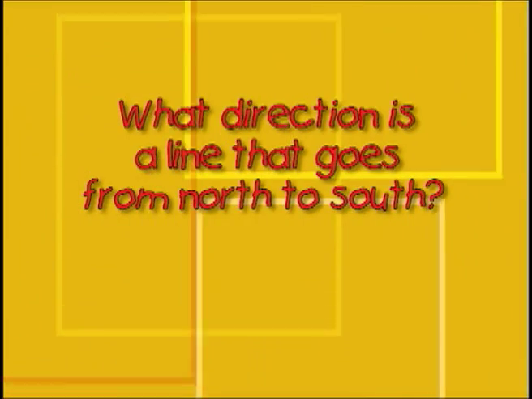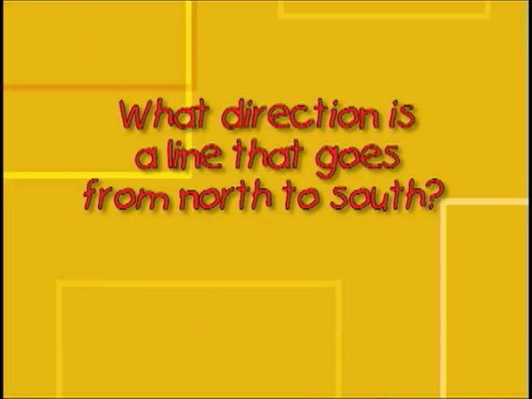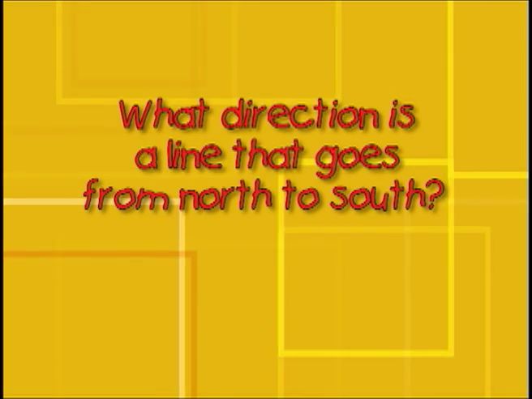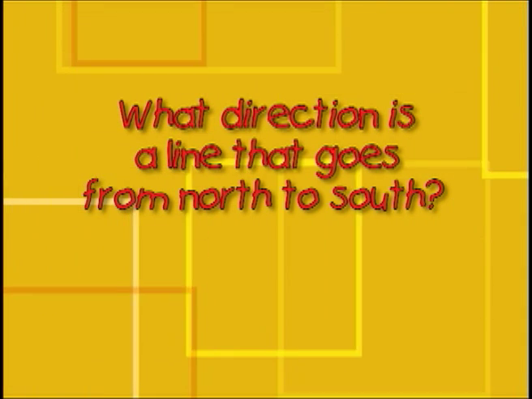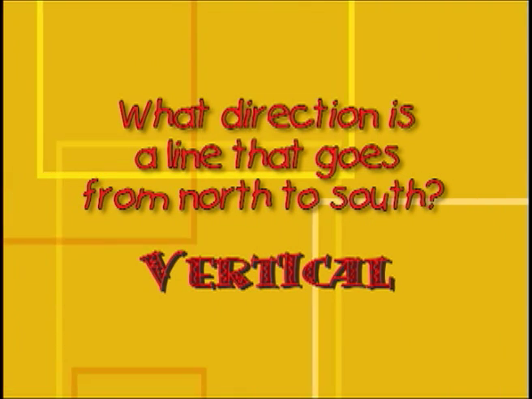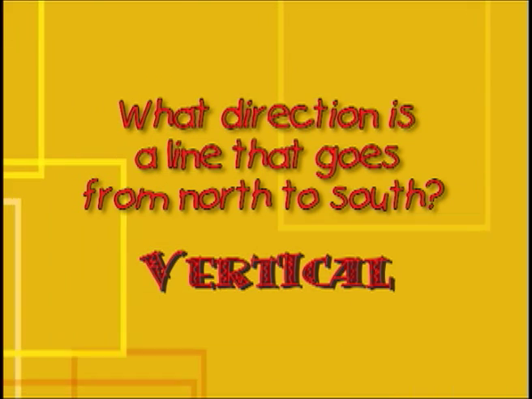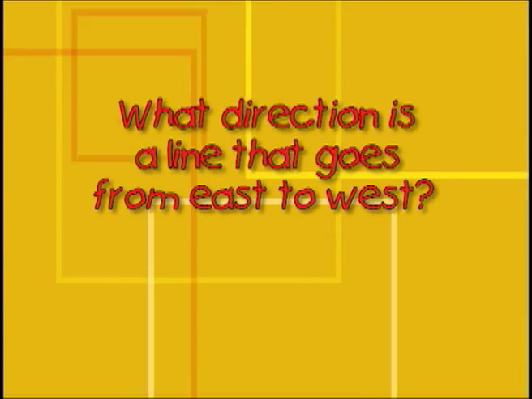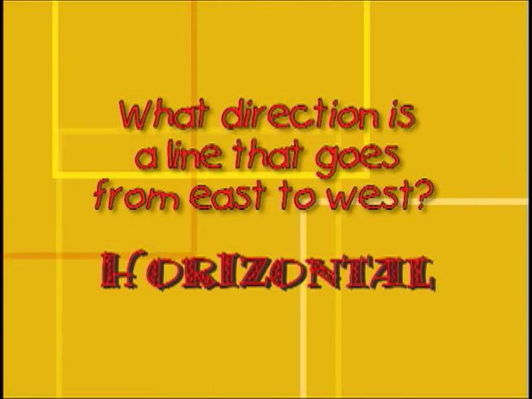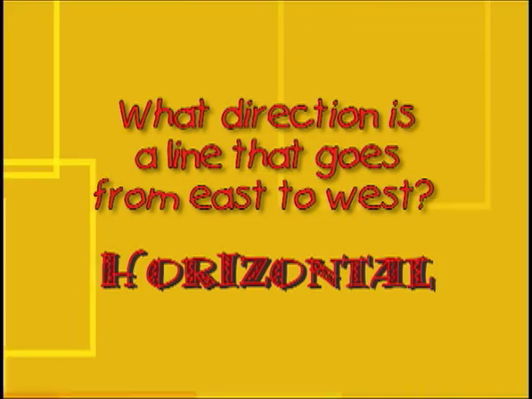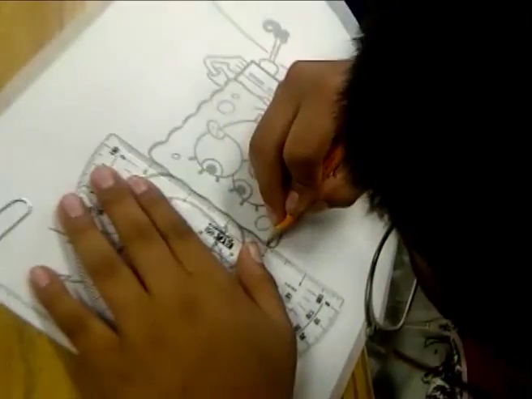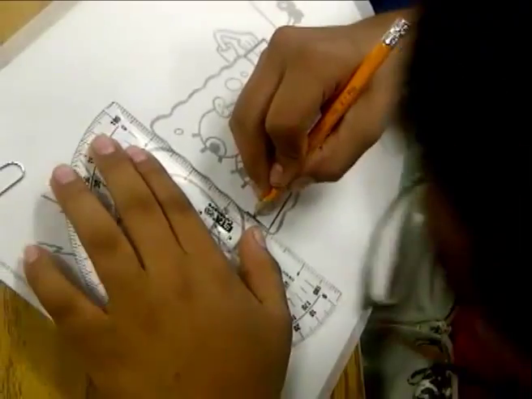Yes. What direction is a line that goes from north to south? Vertical. Vertical. Yes. Okay, what direction is a line that goes from east to west? Horizontal. Okay, very good. You see what I'm saying? So you're not going to be able to do the outside edges of it.